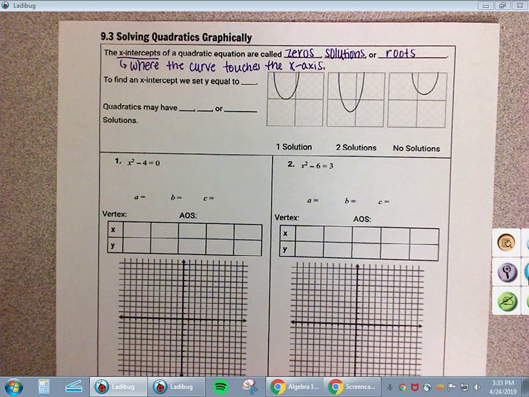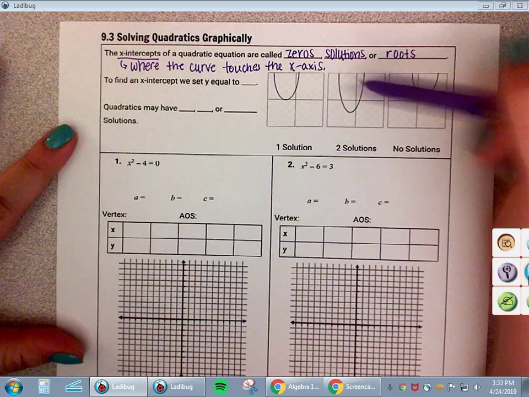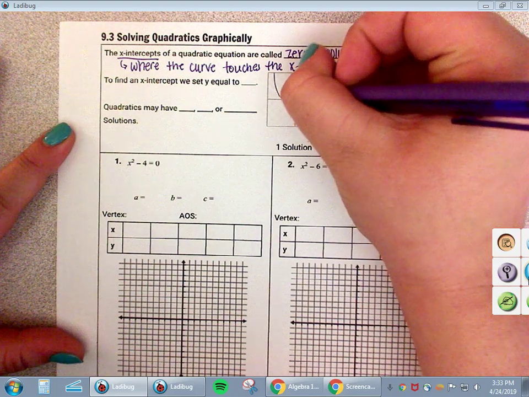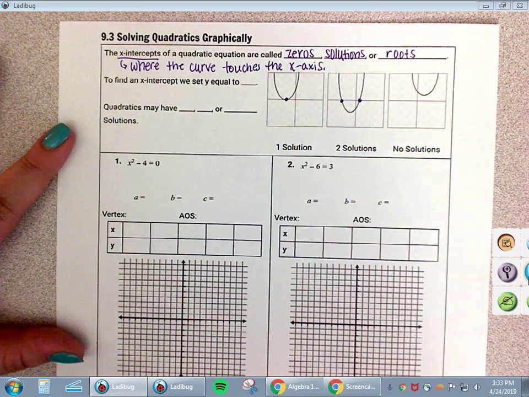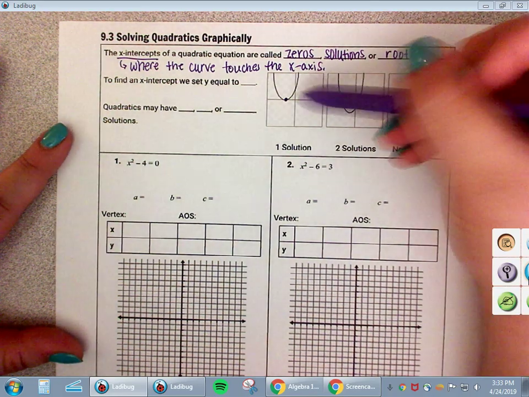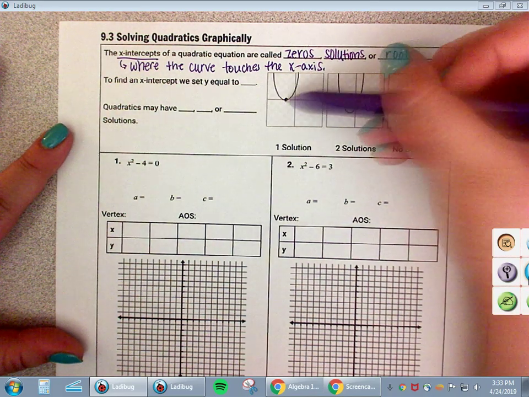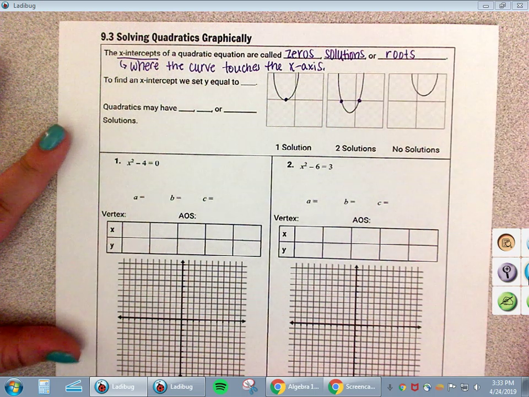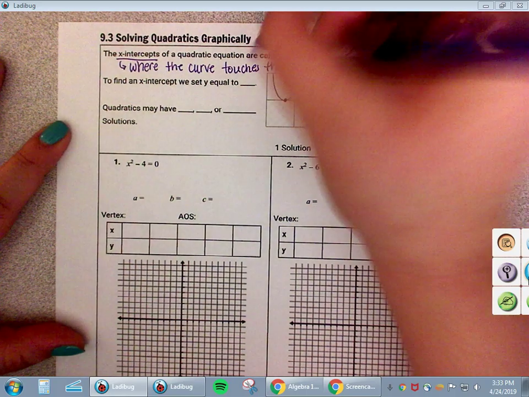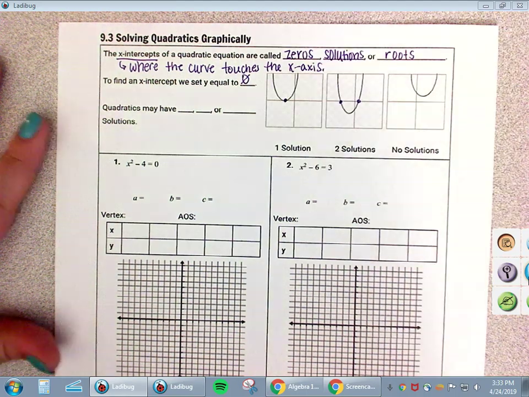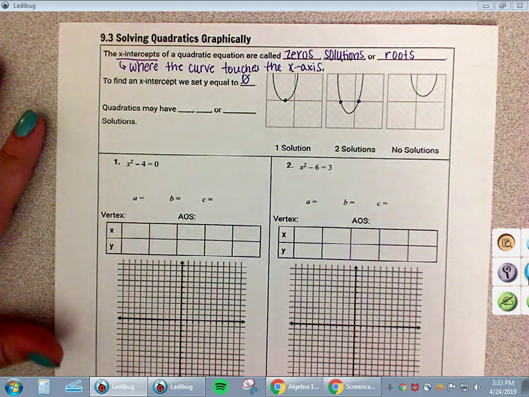So to find an x-intercept, one thing I want you to remember is back when we did lines, x-intercepts. I've got a few examples here. All of those are x-intercepts. All of them are left and right some amount, but they're up and down none at all. So to find an x-intercept, we need to set y equal to 0. So we set the height equal to 0.